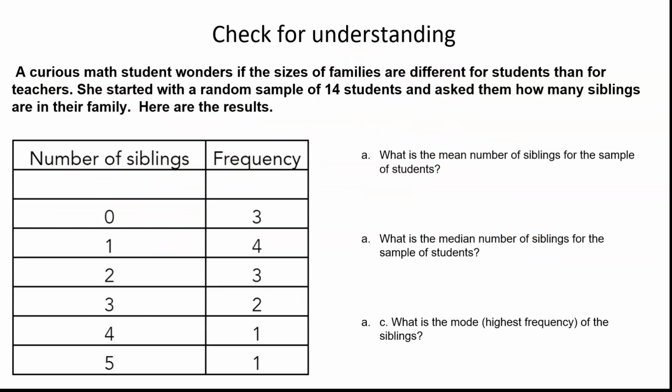So now we're going to do a couple of checks of understanding. We have a data set right here, and a curious math student wonders if the sizes of families are different for students than for teachers. She started with a random sample of 14 students and asked them how many siblings are in their family, and here are the results. It is going to ask us a couple of things. What is the mean, the median, and the mode? The highest frequency, the median number of siblings, and the number of siblings in the mean.